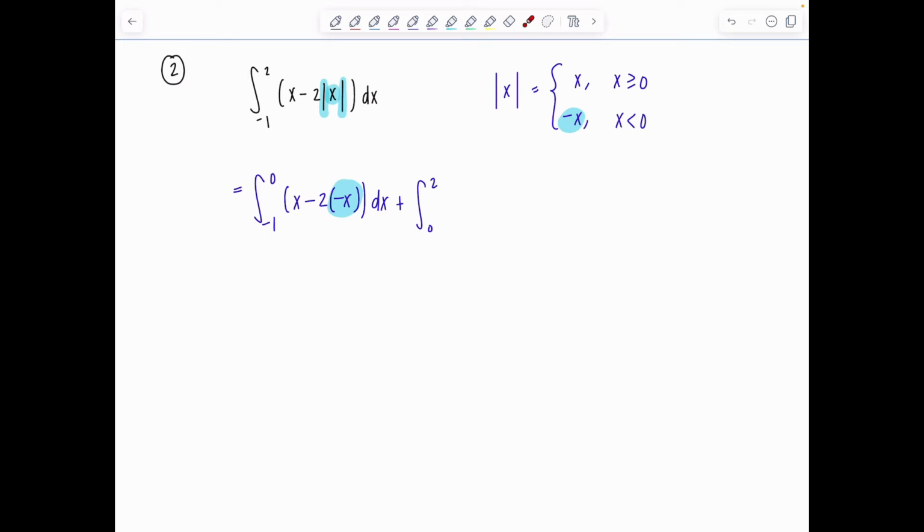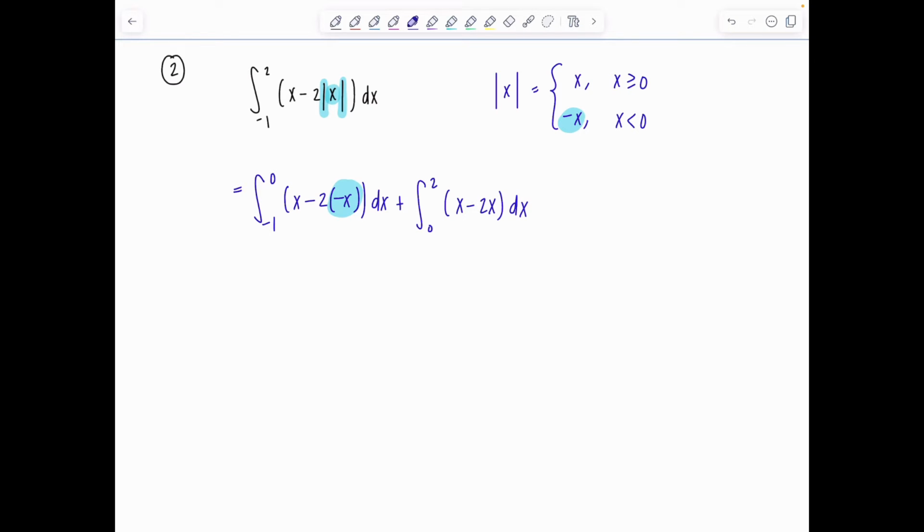Plus, moving on, from 0 to 2, these limits of integration correspond with values of x that are greater than or equal to 0. So absolute value of x is just x. So now I'm going to have x minus just 2x dx. Good? Okay, don't integrate just yet.